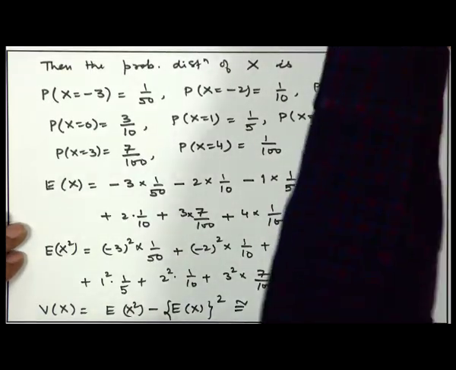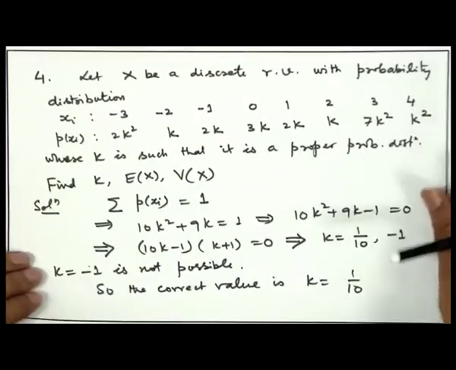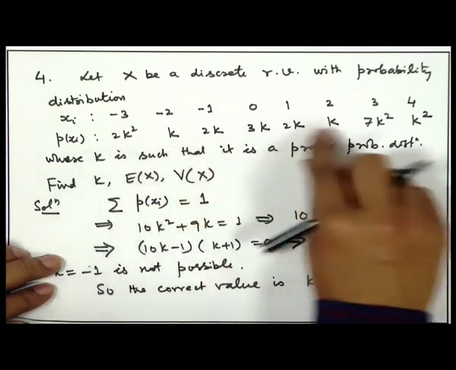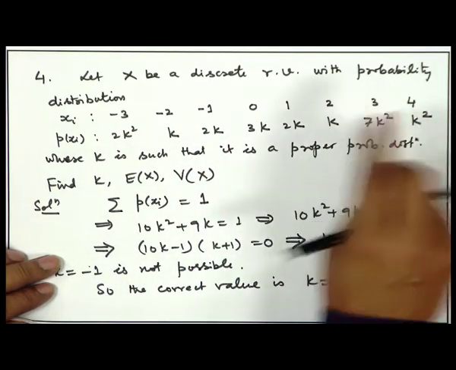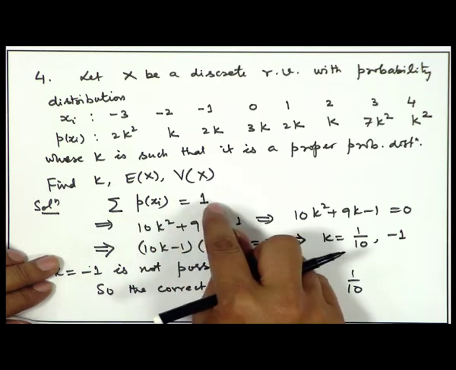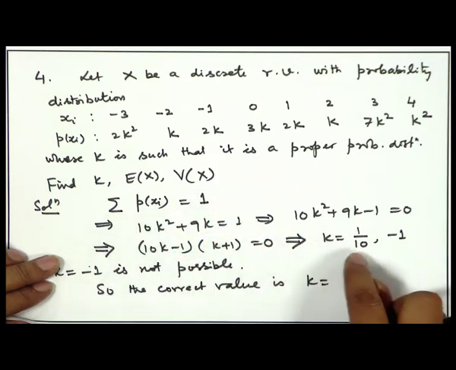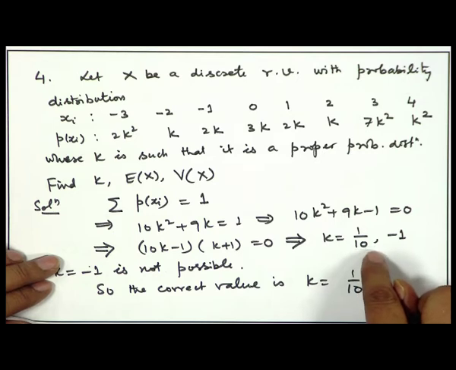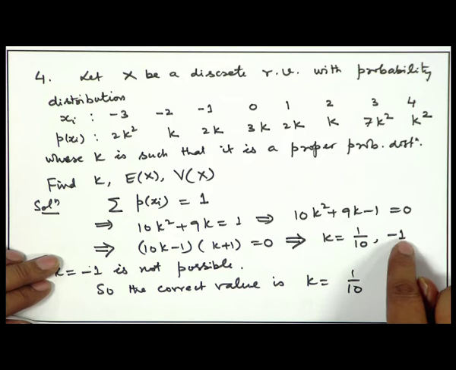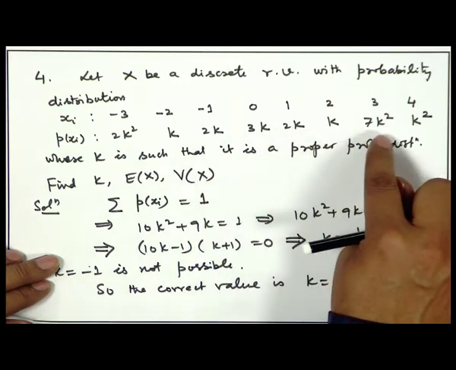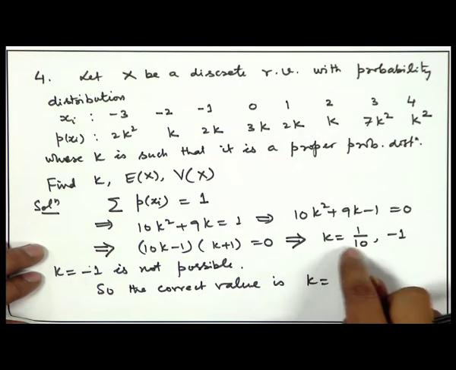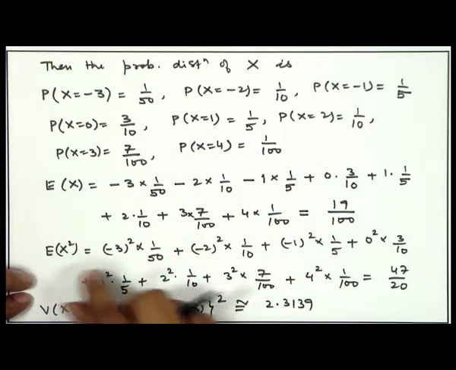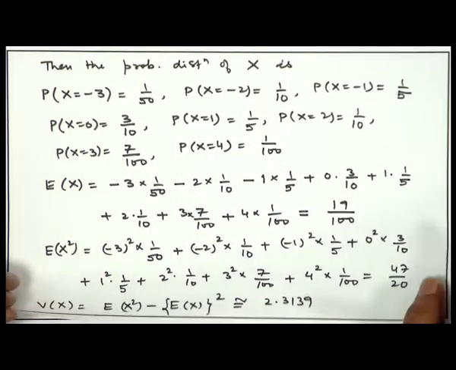In this problem, let me repeat, we are given the probabilities of different values of x in terms of certain unknown constant k. By applying the condition that sum of all the probabilities is equal to 1, we are able to evaluate the value of k. Here we have to check the feasible value, because we are getting two values, but one of them is not appropriate, because that leads to either negative probabilities or probabilities which are greater than 1. Therefore, we choose the value which gives proper probabilities. After determining the distribution, expectation and variance can be calculated by using the given formulae.